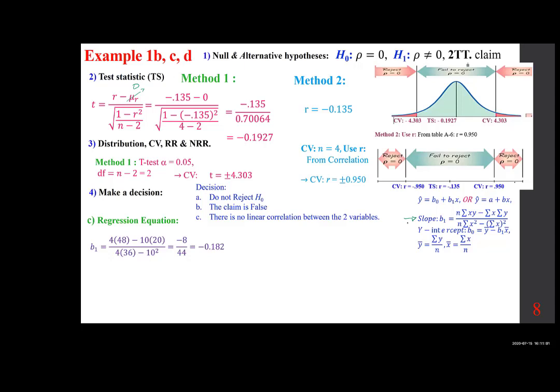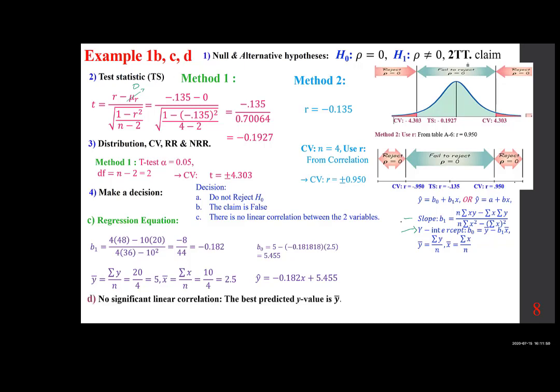What about b sub 0? Take a look at the next formula. b sub 0 is y bar, we have that, minus b1, we just calculated it, times x bar, we have that. So y bar is 20 over 4, x bar is 10 over 4. We have those numbers, plug in, and you get b sub 0. And now you put it into the formula, and this is the equation of the regression line.